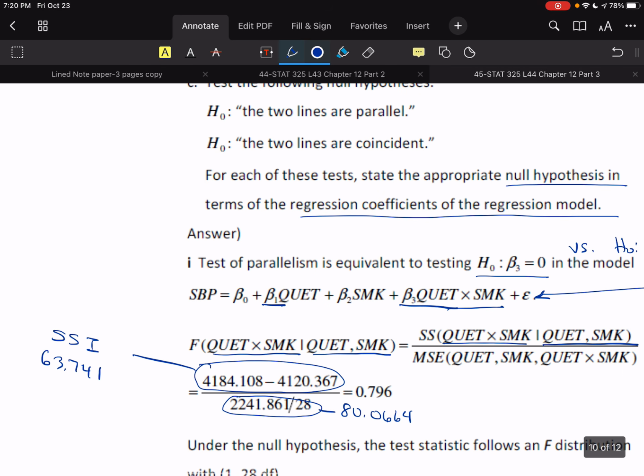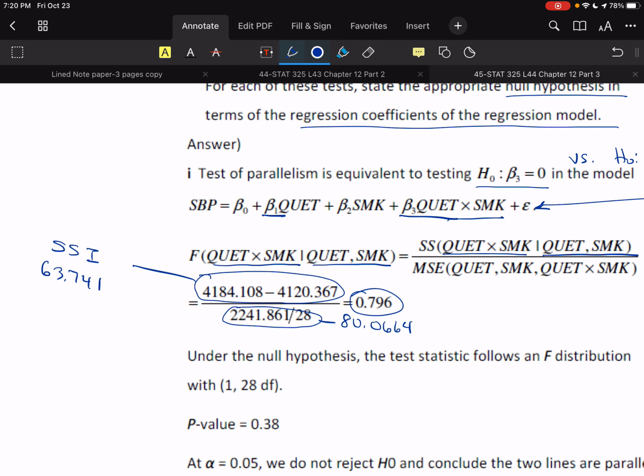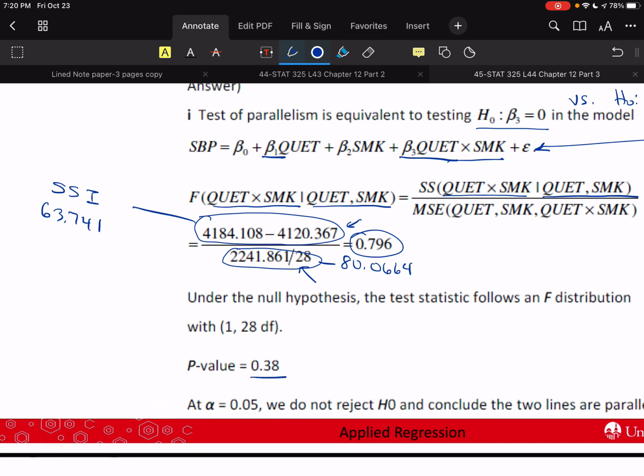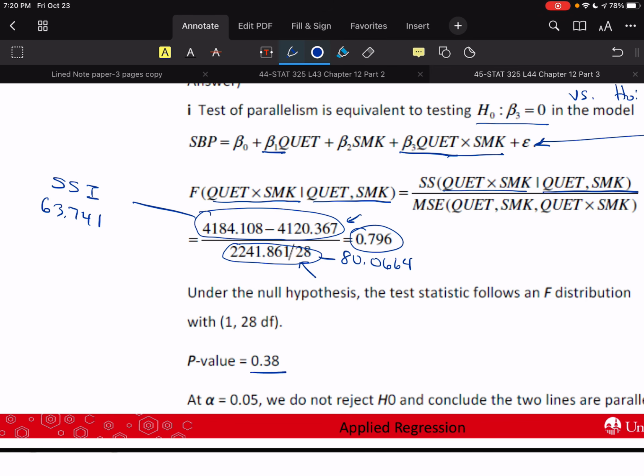They have gone, like I said, kind of convoluted. You get an F value of 0.796, which is small. It's close to 1, but below 1. So we have 1 degree of freedom in the numerator and 28 in the denominator. The p-value is 0.38. So at any realistic alpha level, we do not reject H naught.